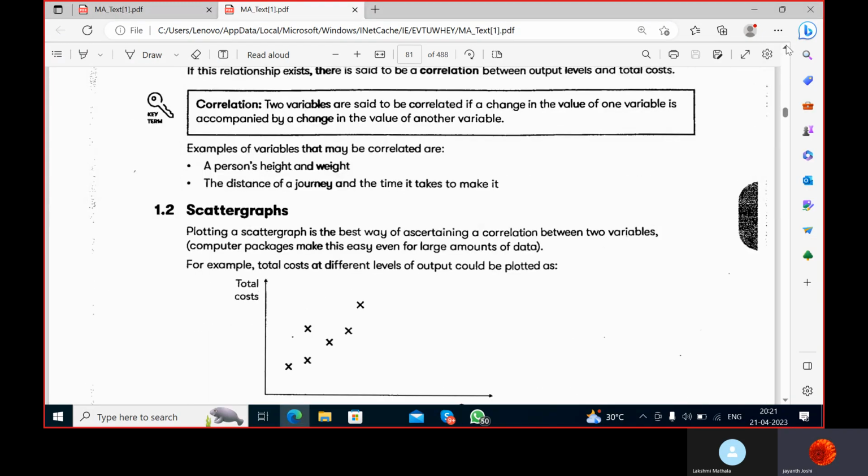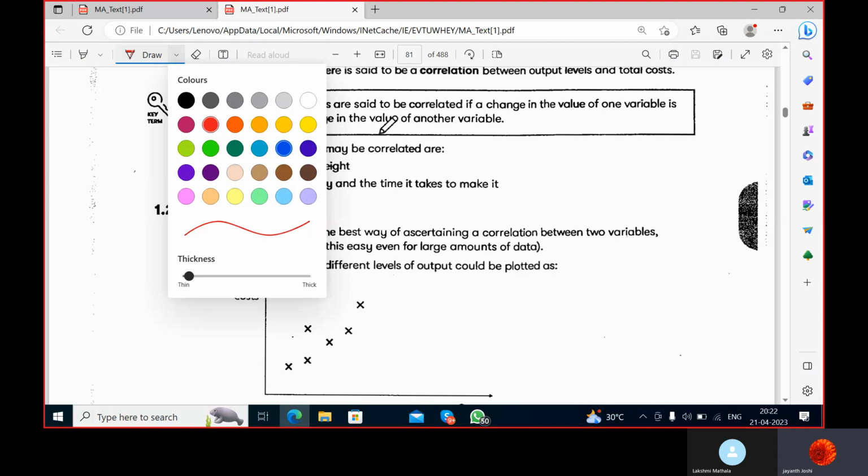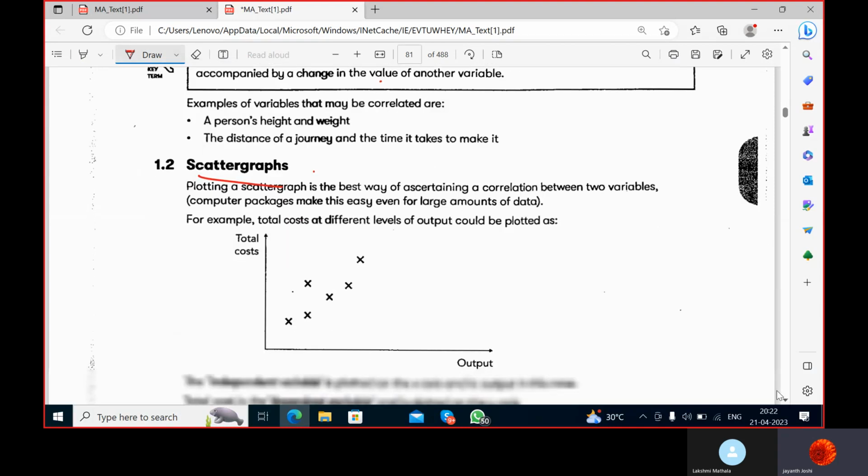So today we are discussing regression. Okay, the agenda is to discuss regression, and let us start with a scatter graph. What is a scatter graph?